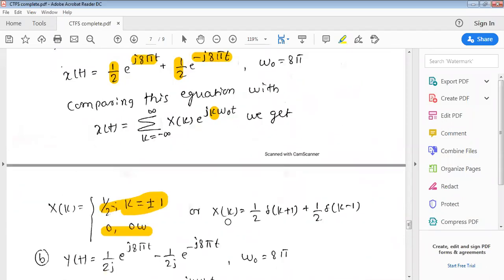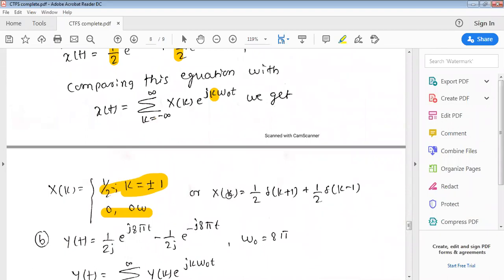That's all I'm doing. So this equation I'll rewrite as 1 by 2. The value at minus 1 is written as delta of k plus 1, and the value at plus 1 is written as delta of k minus 1. Understood this one, or any doubt you have? Value at plus 1 means delta of k shifted by 1 time unit, that is delta of k minus 1. Value at minus 1 means delta of k shifted backwards by 1 unit, that is delta of k plus 1. Followed?